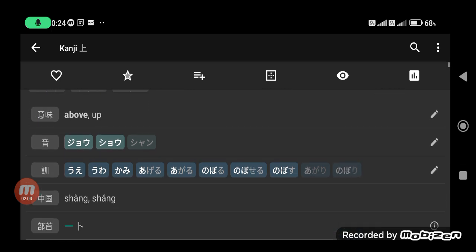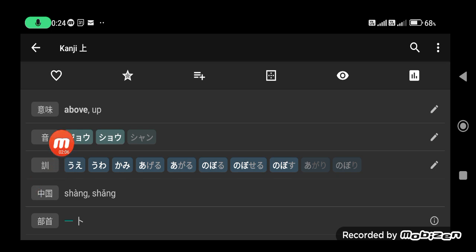So the meaning here is very much compressed. Imi: above or up. And the other meanings for this are to ascend, climb, elevate, or above. And you may be wondering, what are these shang? These are the Chinese readings.